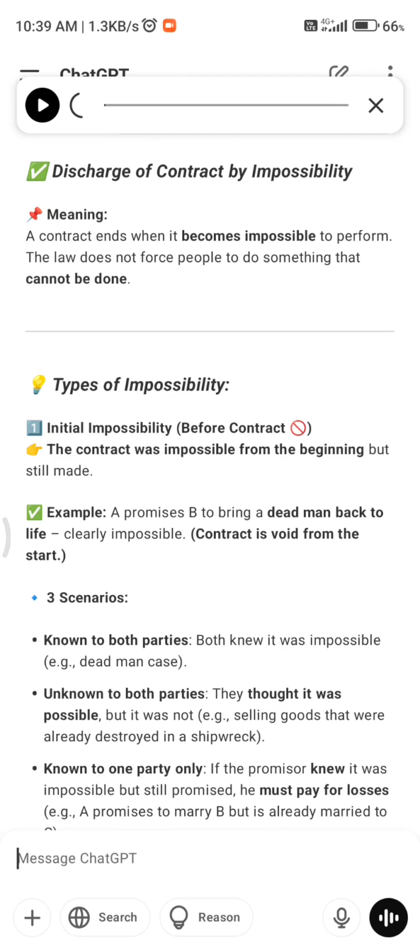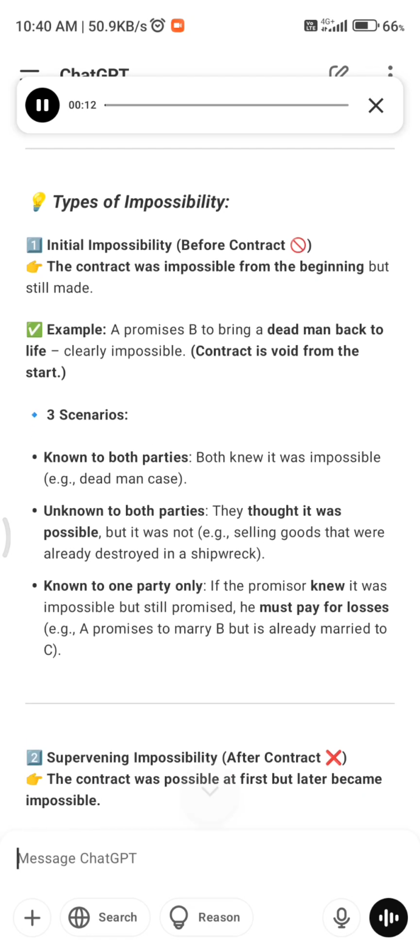Discharge of contract by impossibility, meaning a contract ends when it becomes impossible to perform. The law does not force people to do something that cannot be done. Types of impossibility. 1. Initial impossibility, before contract. The contract was impossible from the beginning, but still made. Example: A promises B to bring a dead man back to life, clearly impossible. Contract is void from the start.